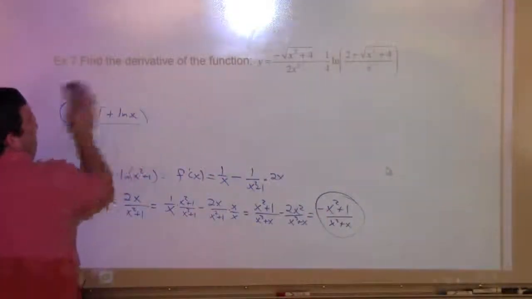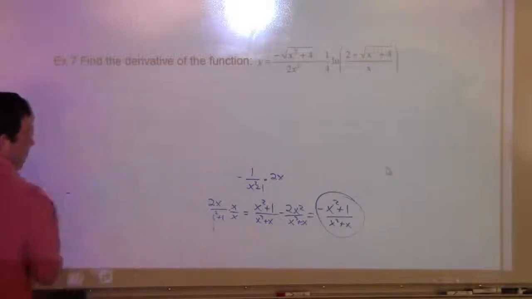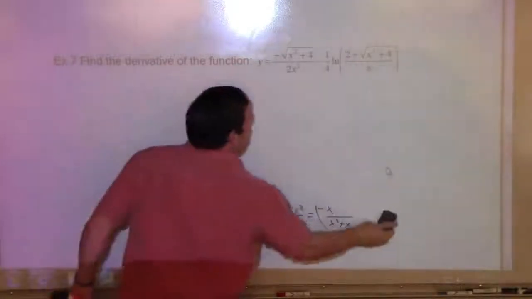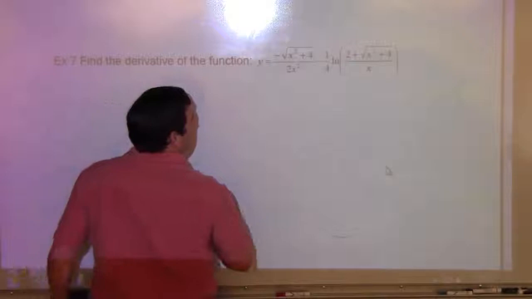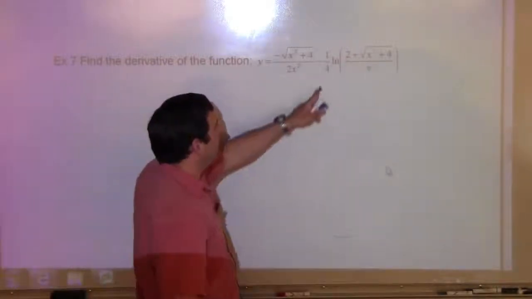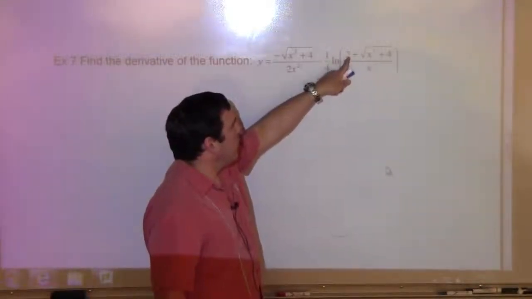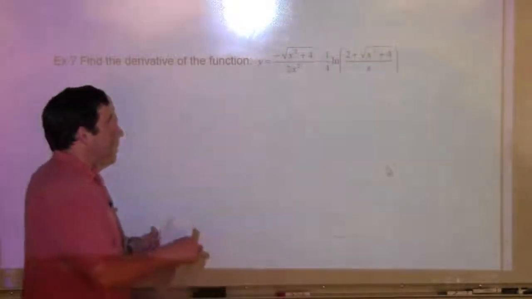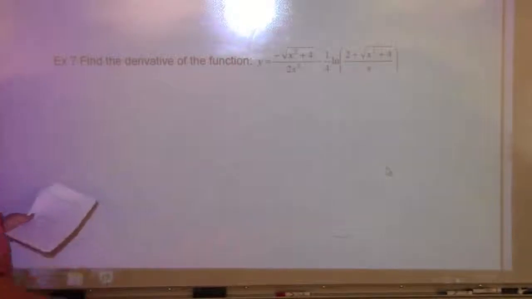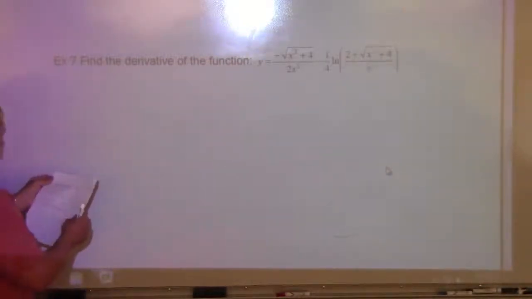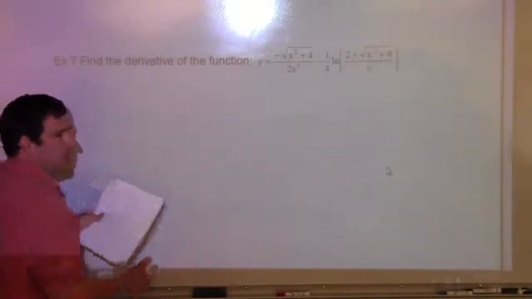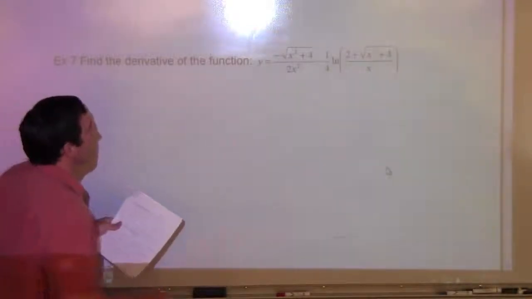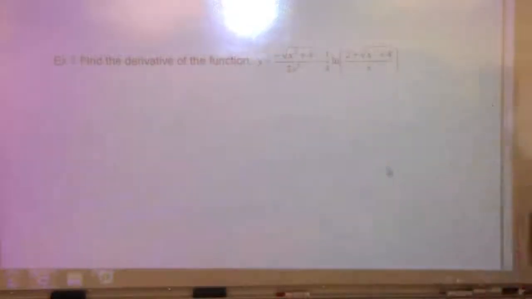Find the derivative of the function y equals negative square root of x squared plus 4 over 2x squared minus 1/4 natural log of 2 plus the square root of x squared plus 4 over x. That is a messy problem. So I'm going to try to separate that if I can first. I'm going to move this up to give myself a little more space at the risk of going into the bright spot there.